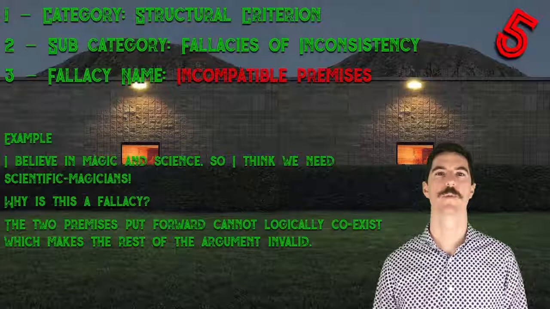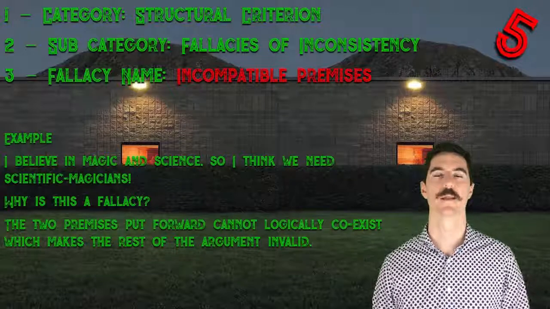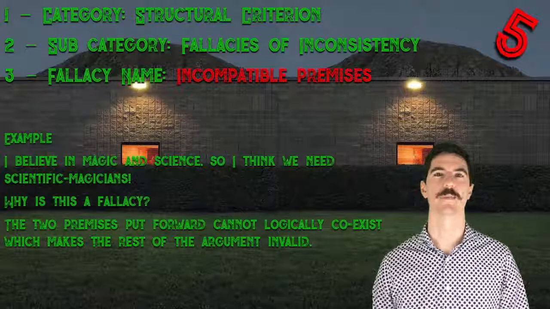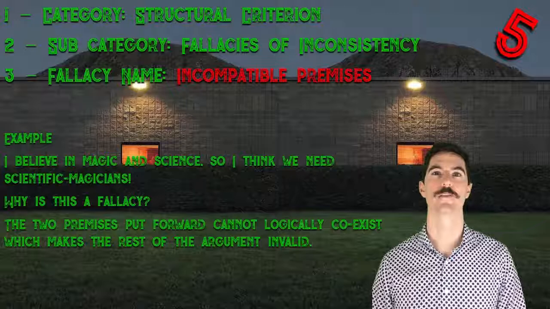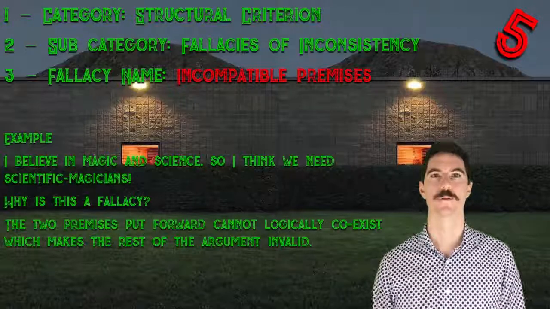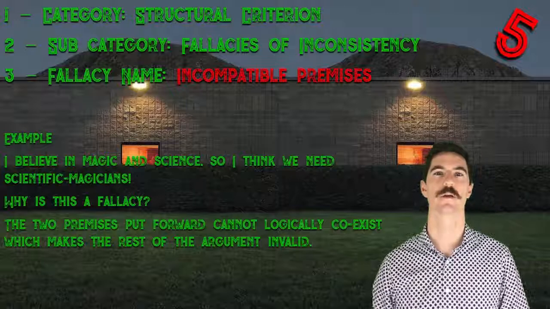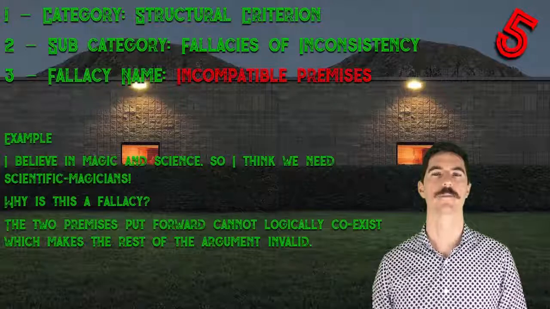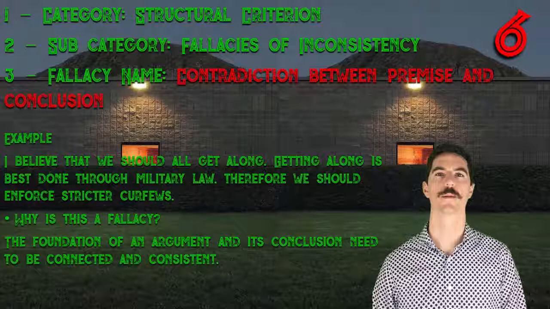Fifth is incompatible premises. So a premise is a key foundation of an argument. So for example, an example of incompatible premises would be, I believe in science and magic, therefore the world should be full of scientific magicians. So the problem here is pretty obvious. The 2 premises that the argument relies on can't actually coexist or make sense together, and therefore the whole argument is fallacious.